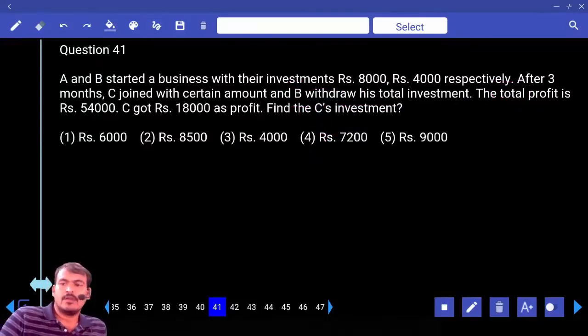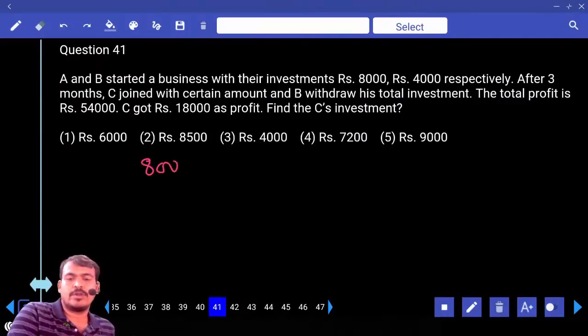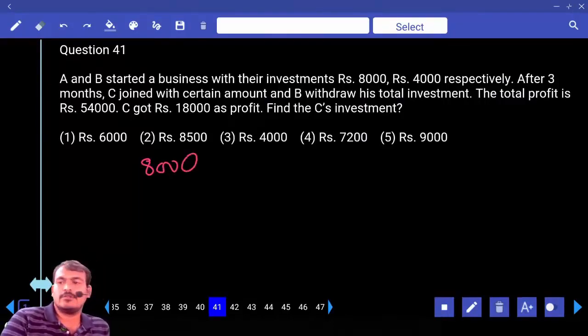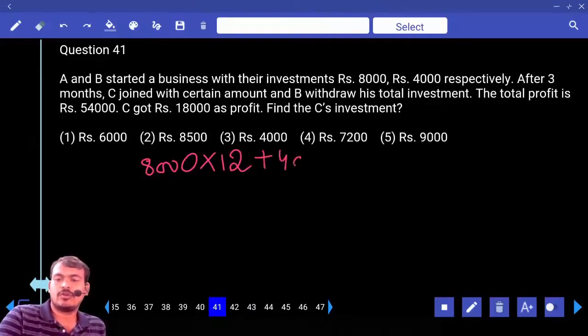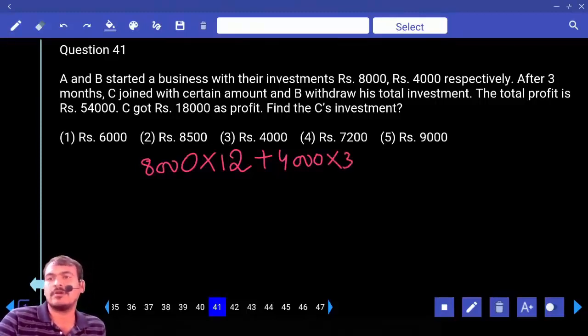C investment. What is the A investment given? 8,000. Used for how many months? 8,000 used for 12 months, or not? What is the B investment? 4,000 used for 3 months, or not? Because B left after 3 months. 4,000 is used for 3 months, or not?